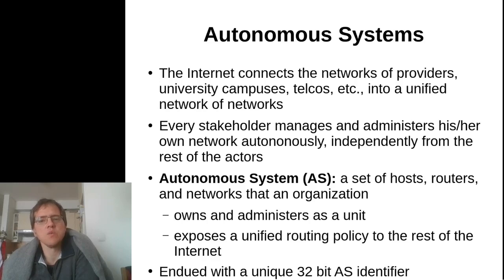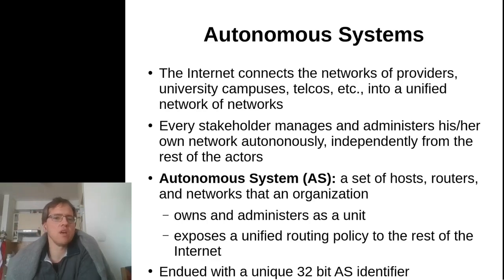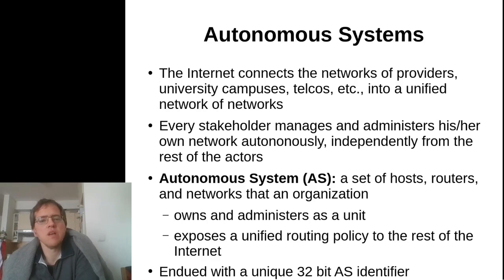So in fact, we are going to just call these individually managed networks that make up the internet autonomous systems. Each of these autonomous systems is managed independently from the rest of the actors. It does not even need to run IP routing as long as on the border gateway that it uses to connect to the rest of the internet, it speaks IP to the rest of the internet. So again, these networks are called the autonomous systems.